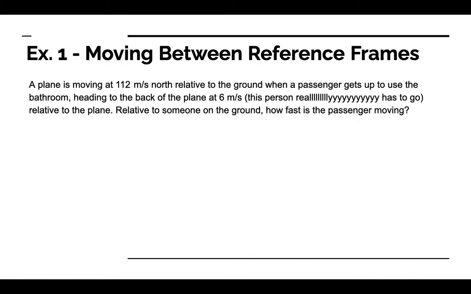A plane is moving at 112 meters per second north relative to the ground when a passenger gets up to use the bathroom, heading to the back of the plane at 6 meters per second. This person really has to go. 6 meters per second relative to the plane. Relative to someone on the ground, how fast is the passenger moving?